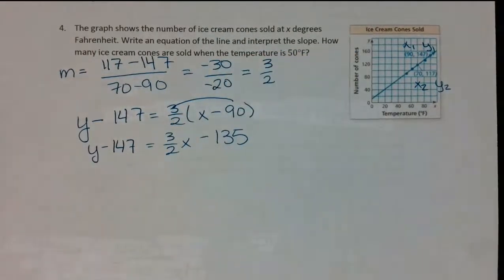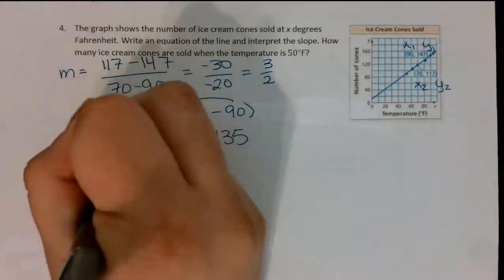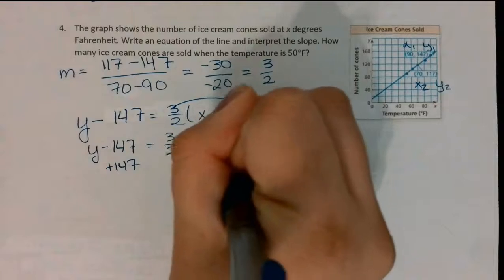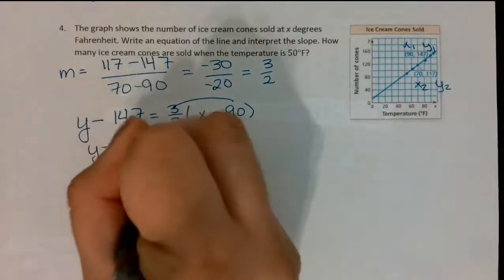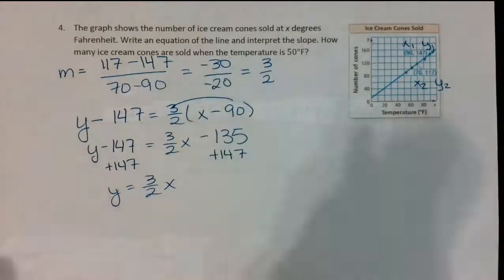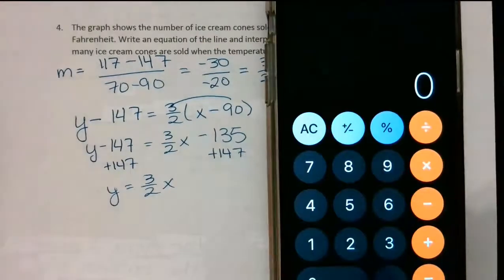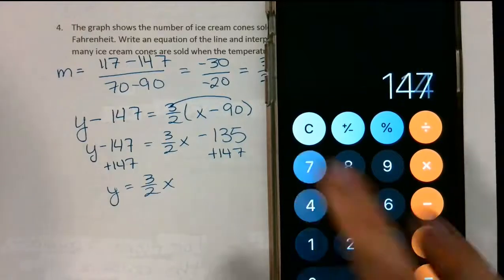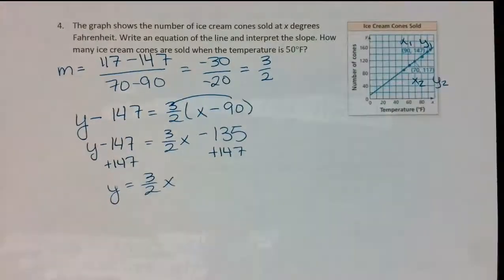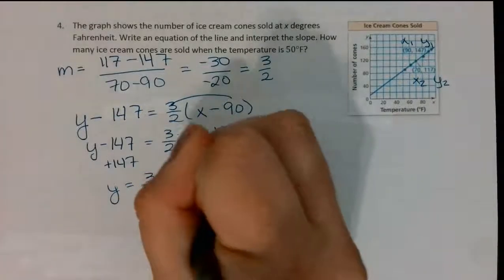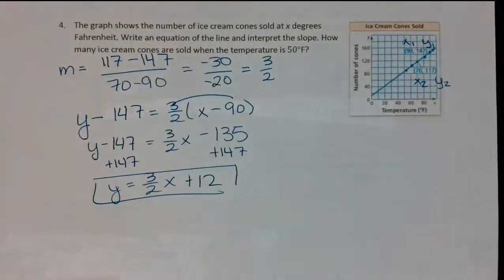Okay. Then I want to get all of my constants to the same side, so I am going to add 147 to both sides. And I get y equals 3/2 x. And then I need to figure out what these two added together are. So I have negative 135 plus 147, which gives me 12 for my equation.